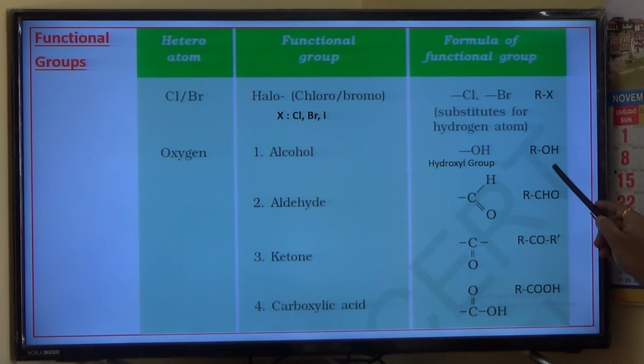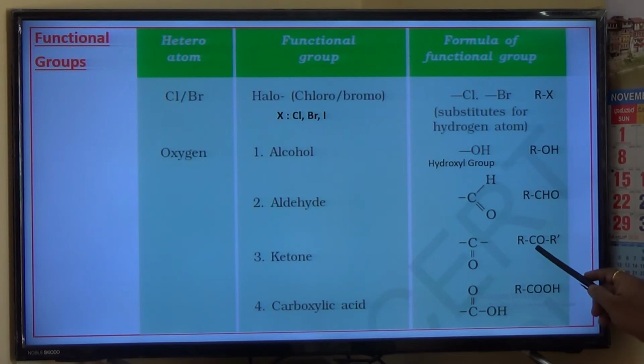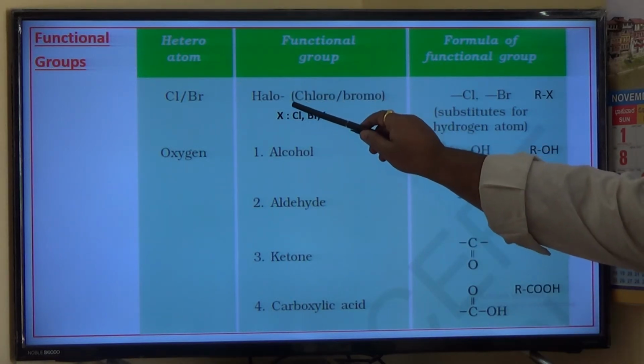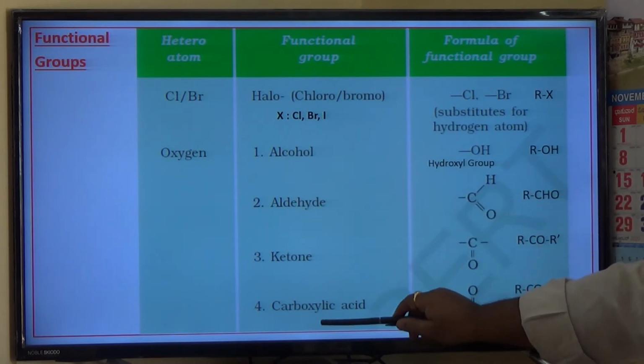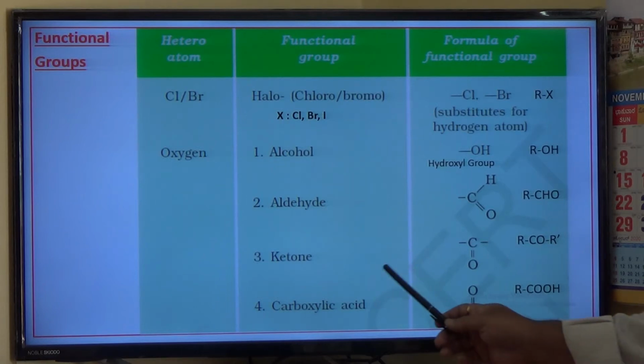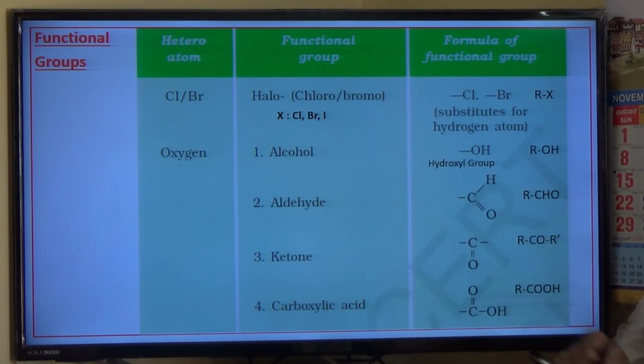So the hydroxyl group is also called alcohol: OH represents the alcohol group, CHO represents the aldehyde group, RCOR, or you can say the CO group, represents ketone, and the COOH group represents carboxylic acid. Apart from these halogens, alcohols, aldehydes, ketones and carboxylic acids, we also consider double bond and triple bond as functional groups. Is it clear? We consider double bond and triple bond also along with this.